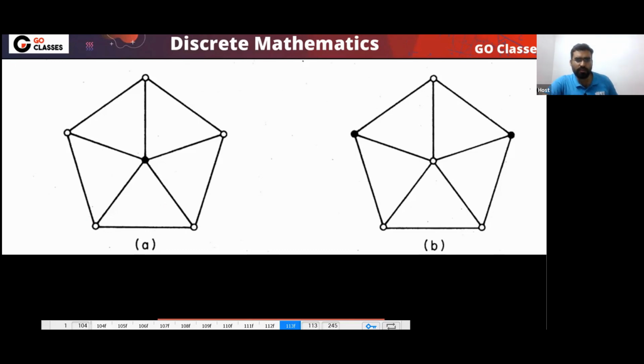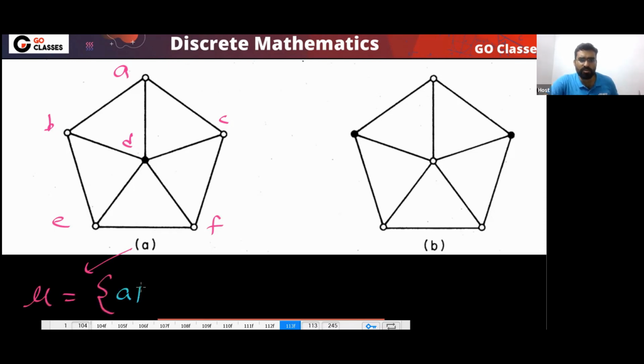Let's see for this graph, what is the matching number? The vertices are A, B, C, D, E, F. What is the matching number, mu, for this graph?